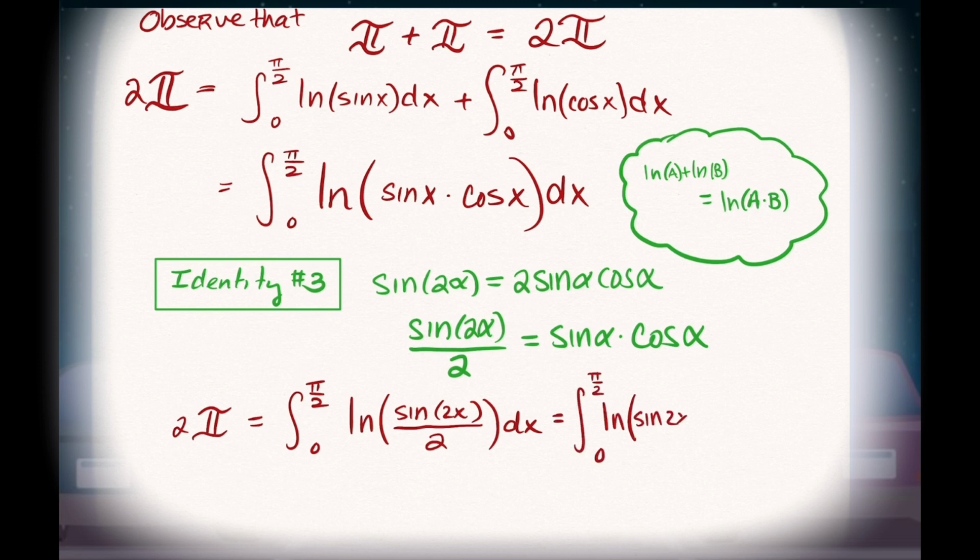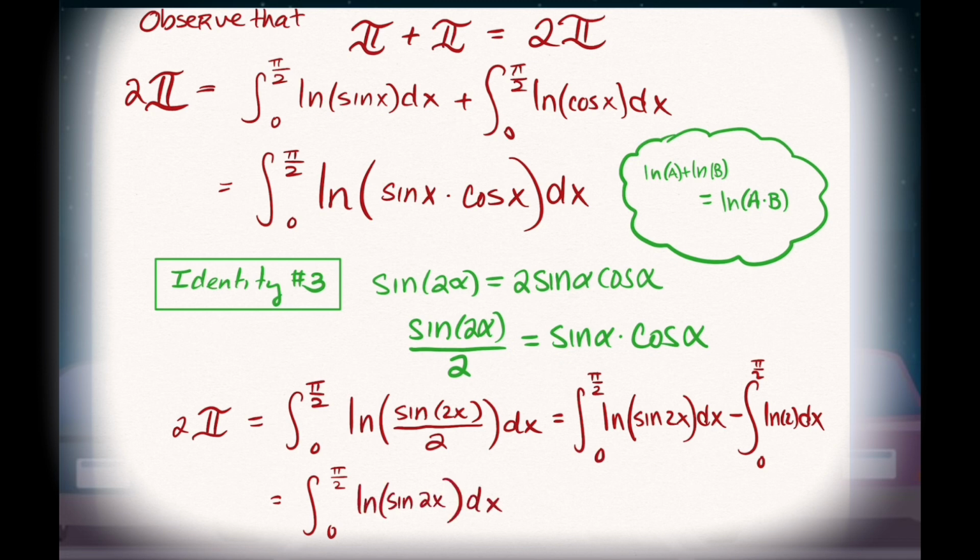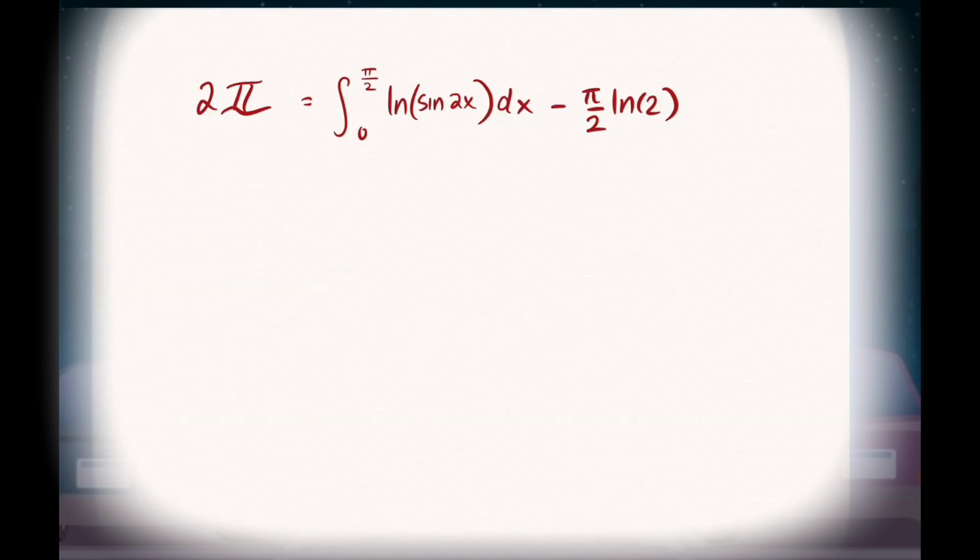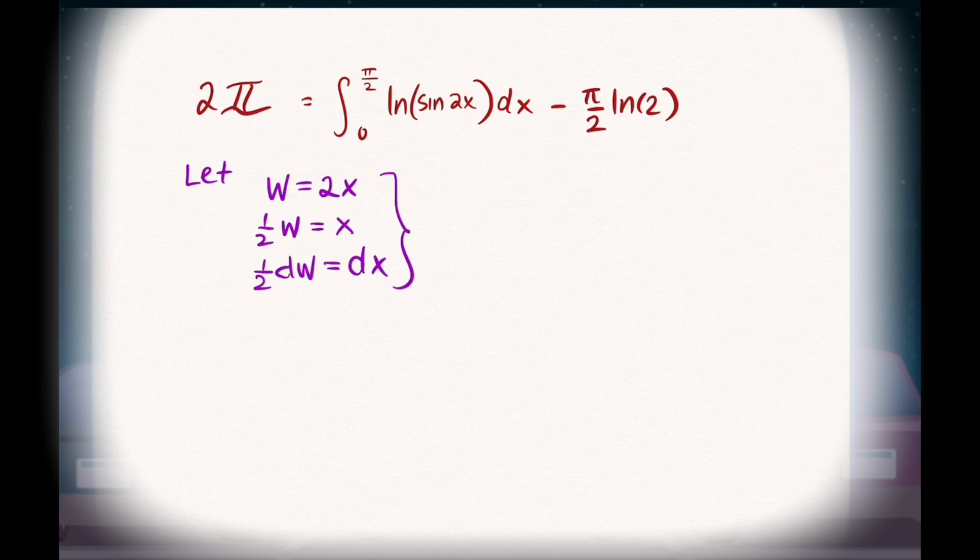We can, again, use the properties of natural logs to split this up into two integrals, the second of which will evaluate to the natural log of 2 times pi over 2. And that first integral right there, we can just use a substitution to clean that up. So in the integral from 0 to pi over 2, we're going to make a substitution of w equals 2x, and therefore 1 half dw is equal to dx.